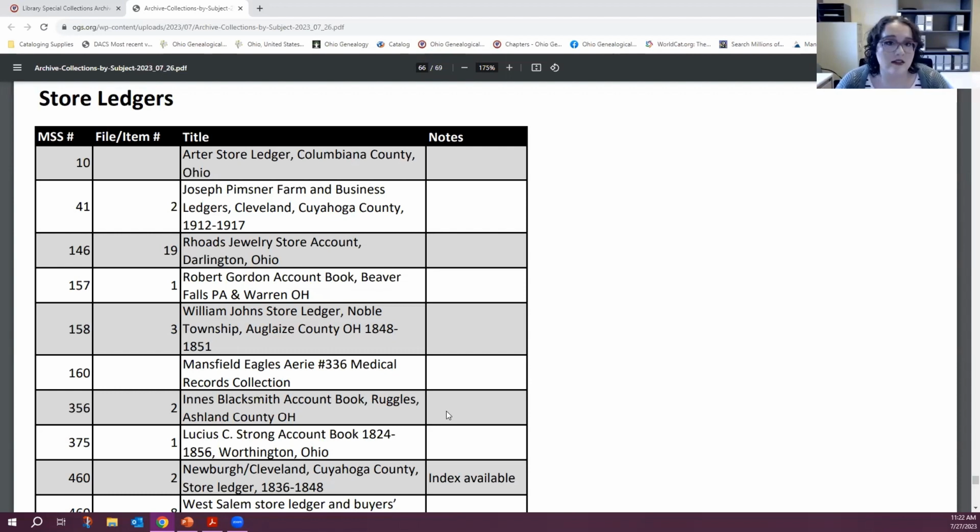Or if you can't find someone in a tax list and you're wondering if there's a chance that they're appearing somewhere else, a store ledger could at least say, well, they were here between these months buying things. So just another kind of unique resource to look out for, not only when you're at OGS, but also at other historical societies that are local to the area that your family might have. You never know what was kept and what still exists. So it's important to keep it in the back of your head if you ever hit that brick wall of, well, what else might still exist out there?